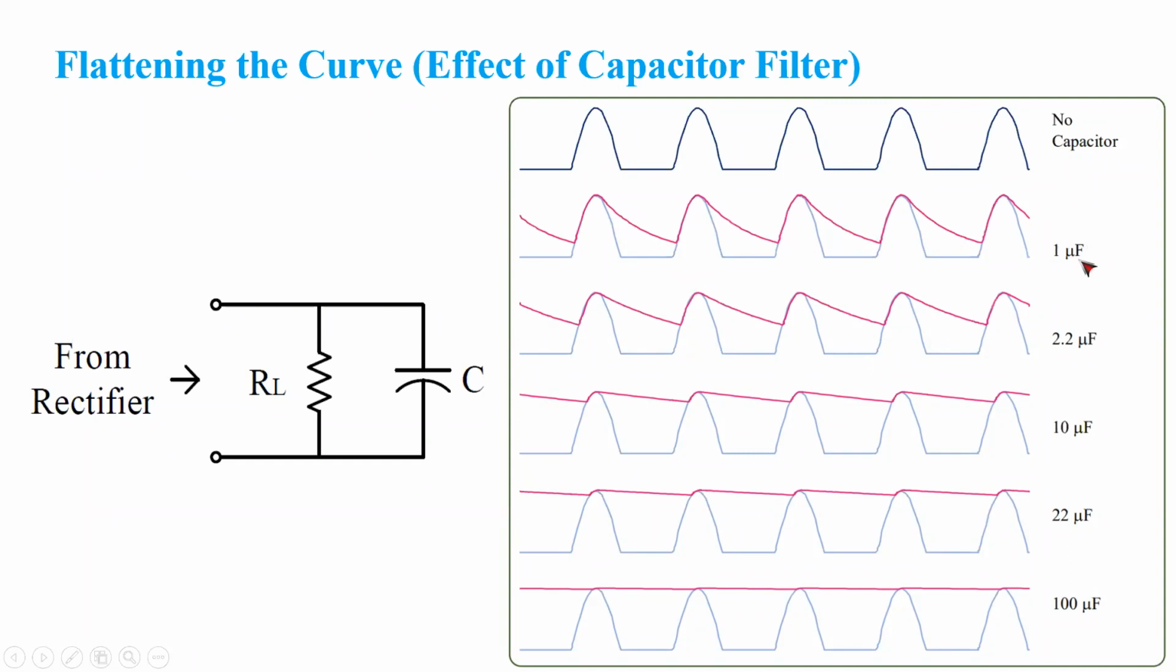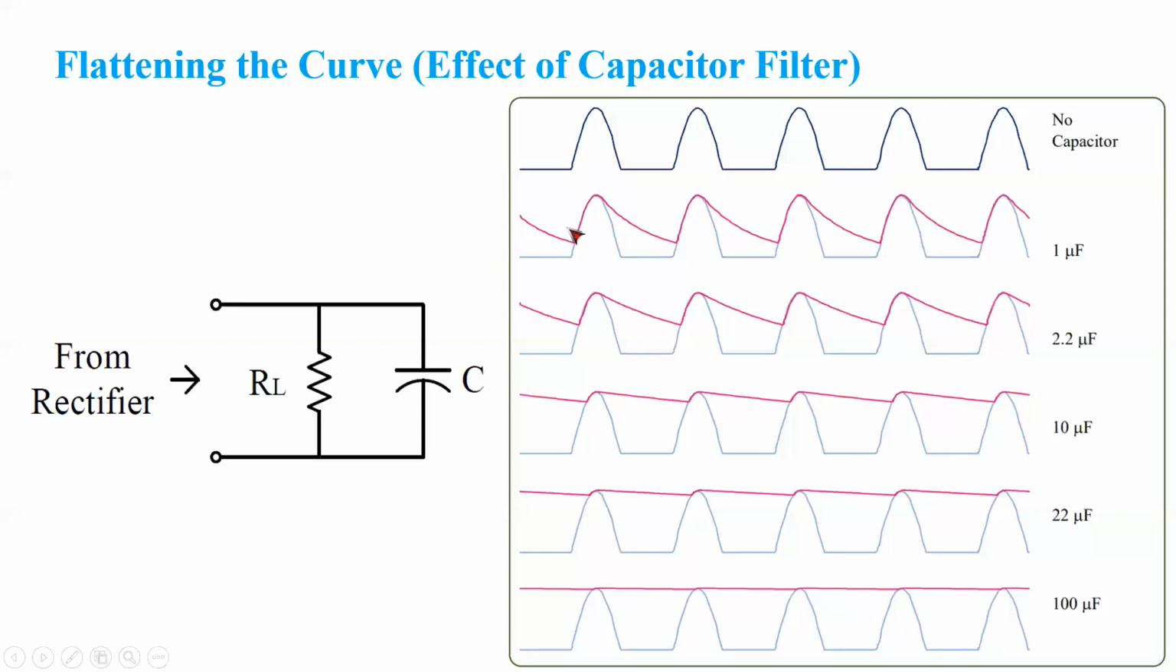Now when we apply a small capacitor like 1 microfarad, this will be your result. So this is becoming flatter, right? When we apply 2.2, it becomes more flat. When you apply 10, it becomes more flat. When you apply 22, it becomes more flat. It is not going up and down, not like that. It is flat. When you apply 100, it is even flatter, right? So this is how you can flatten your DC signal.